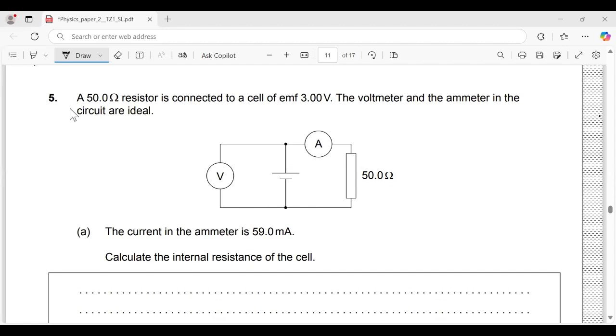Number 5. A 50 ohm resistor is connected to a cell of electromotive force 3 volts. The voltmeter and the ammeter in the circuit are ideal. This is the diagram of the circuit: the voltmeter, the ammeter, and the resistor. The current in the ammeter is 59 milliamps. Calculate the internal resistance of the cell.